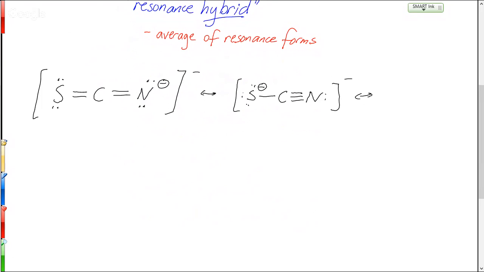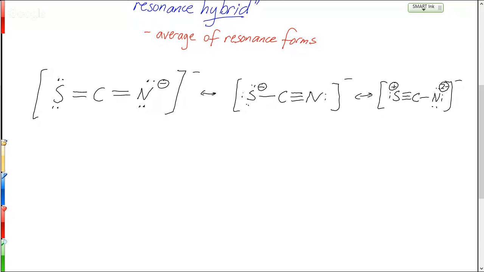Did anybody find the third resonance form? There's a third way that we can draw this molecule. It's like a triple bond of sulfur and single bond of nitrogen. Yeah, it's going to be kind of the opposite of that second one, the triple bond from sulfur to carbon, and then the single bond from carbon to nitrogen. And in this case, there's going to be a 2- formal charge on the nitrogen and a positive formal charge on the sulfur. So they still add up to -1 overall.